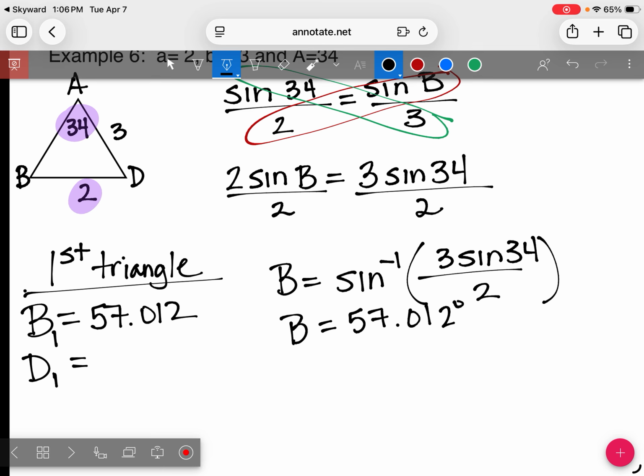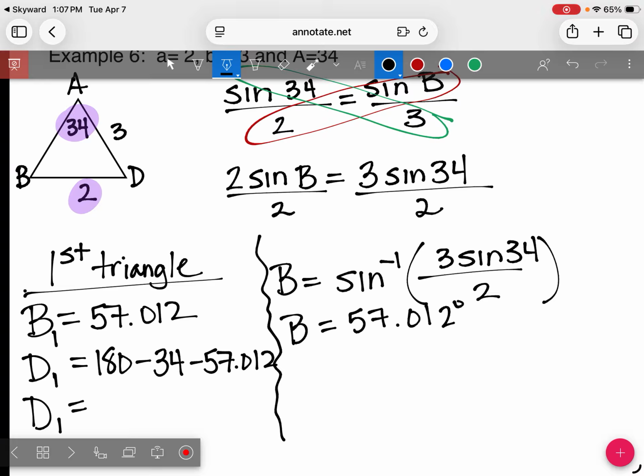Triangle sum. Pick up your calculators. That is going to be 180 minus 34 minus 57.012. Which would be 88.988 degrees. So what's left to find? I know big A and I know little a. I know big B and I know little b. I have the capital D. What am I missing? The small d.